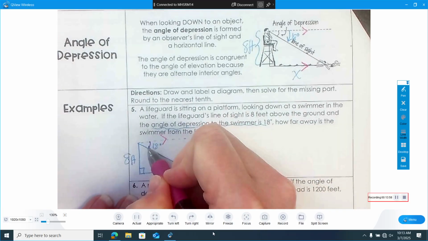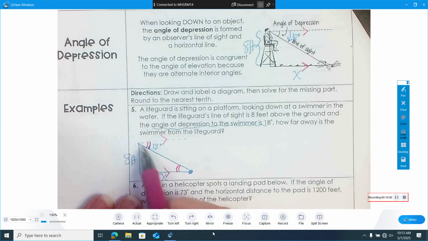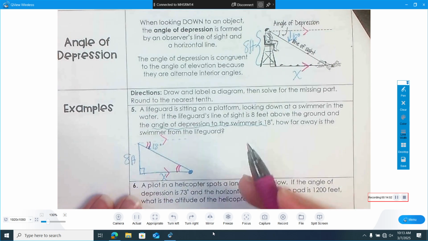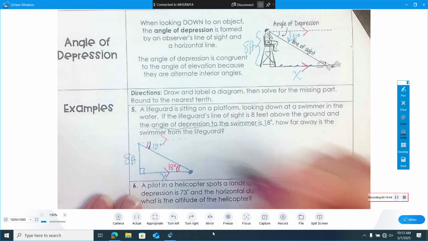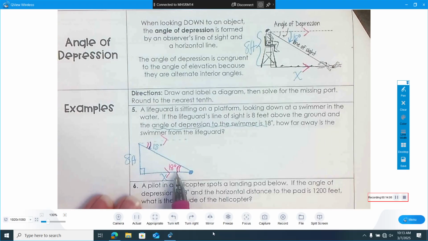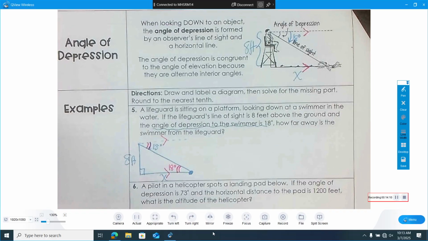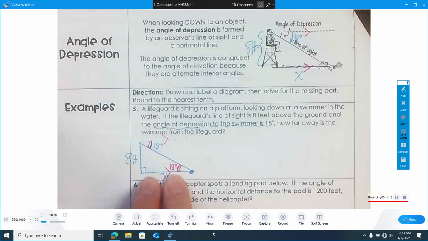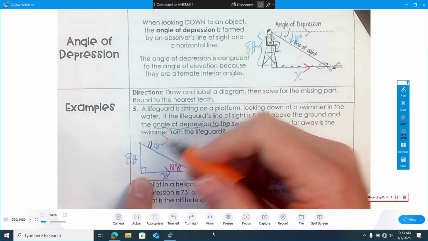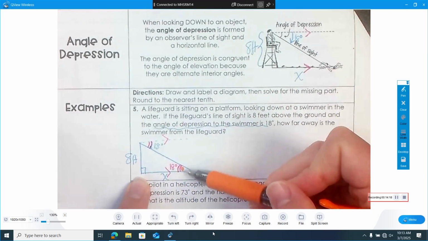Here, these two angles are alternate interior angles. So this is also 18 degrees. All right, so we get that alternate interior angles are congruent. Now we have a triangle. We have all the parts we need to set it up. Here's our angle we're looking from.